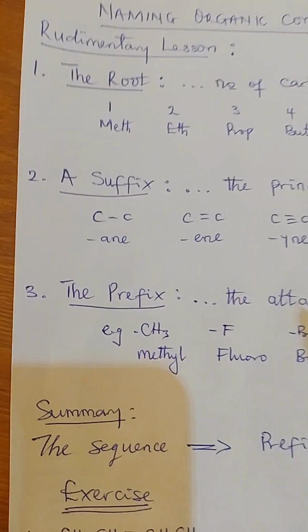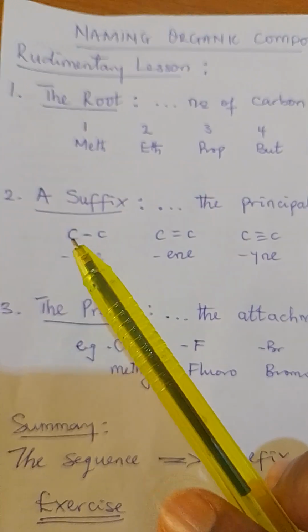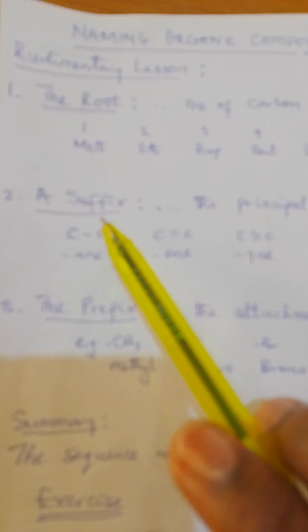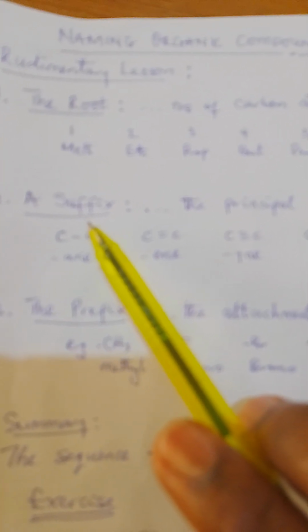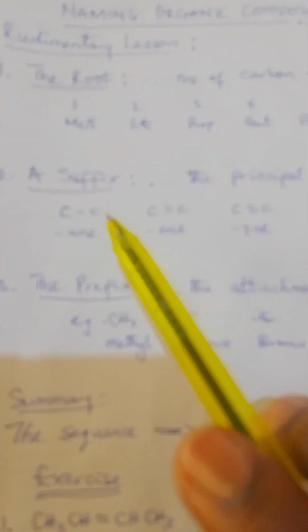Then the next point that you must be able to identify is the suffix. In English, suffix is often known as the end. So we'll see it as the suffix. What is the suffix? Suffix is for you to identify the principal functional group in the organic compound. The principal functional group in the organic compound.